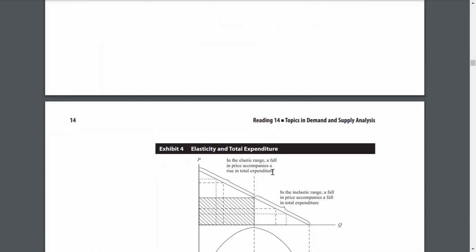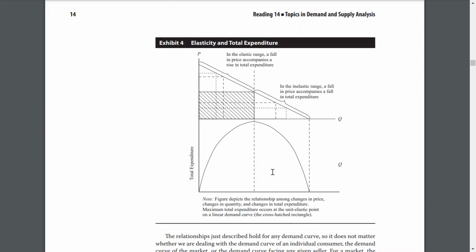Okay. So elasticity and total expenditure. We have total expenditure increasing, then we reach the maximum, and then it decreases. In the inelastic range, a fall in price accompanies a fall in the total expenditure, and in the elastic range, a fall in price accompanies a rise in the total expenditure.